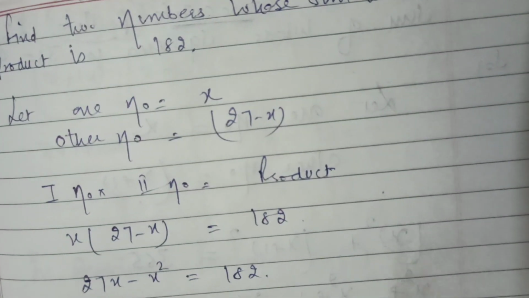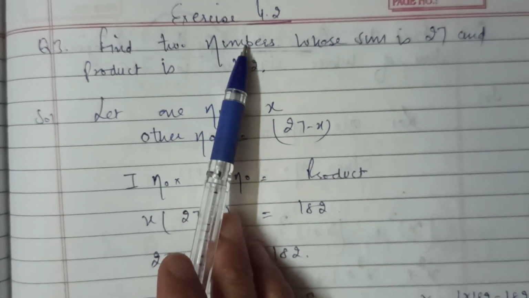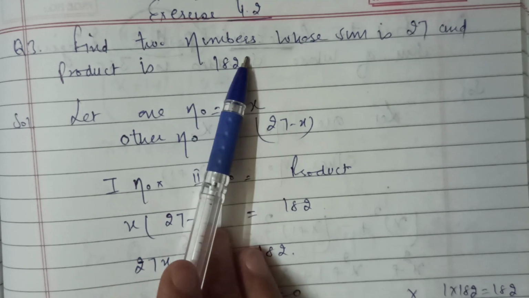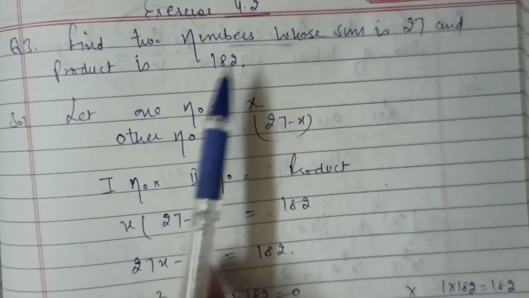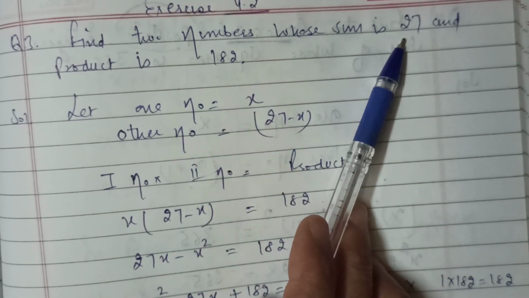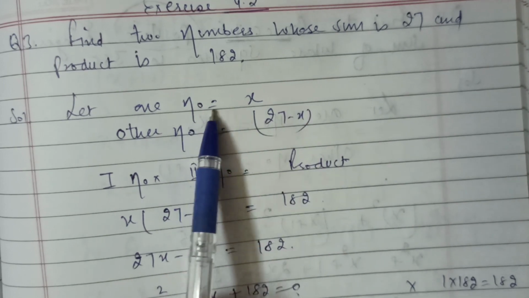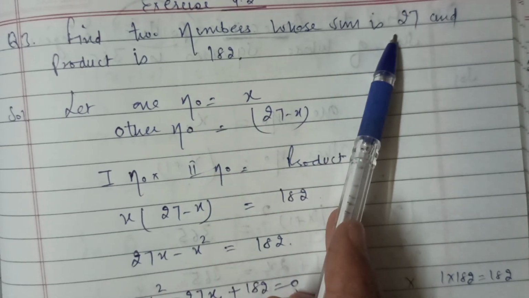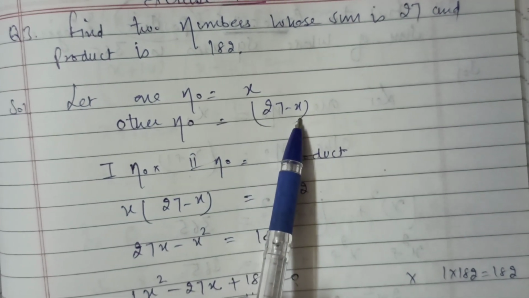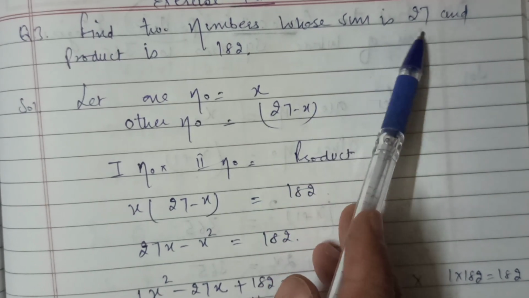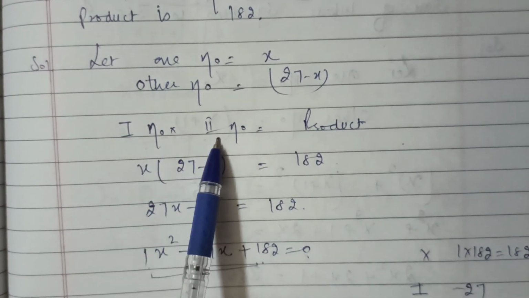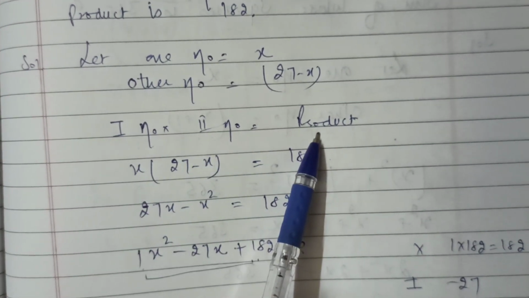Dear students, let's do today's exercise 4.2, question number 3. The statement is: find two numbers whose sum is 27 and the product is 182. Sum is 27, right? Let one number be x. If the sum is 27, the other number will be 27 minus x. Clear? Now the product is 182, which means one number into the second number equals the product.